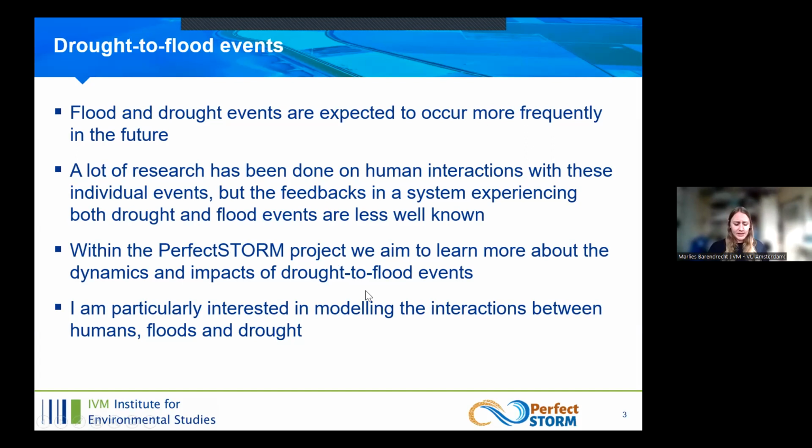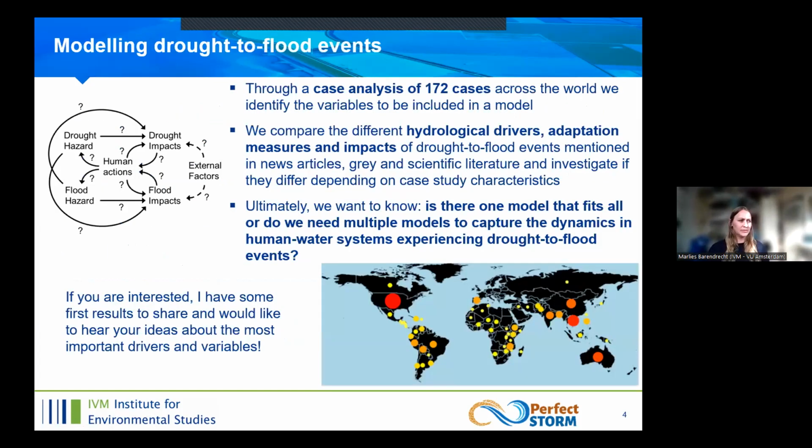Particularly, I'm looking at how we can model the interactions between humans and droughts and floods. So human adaptation and how does it influence these events?